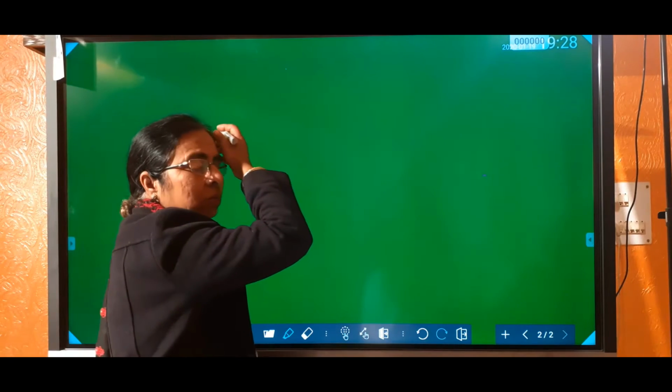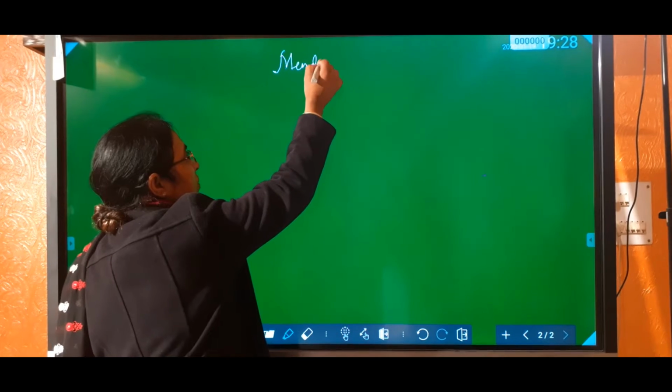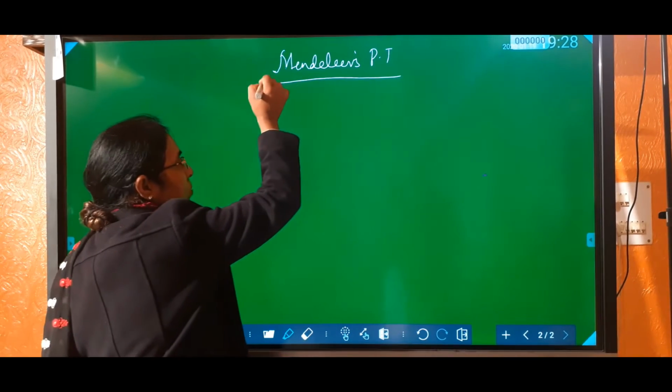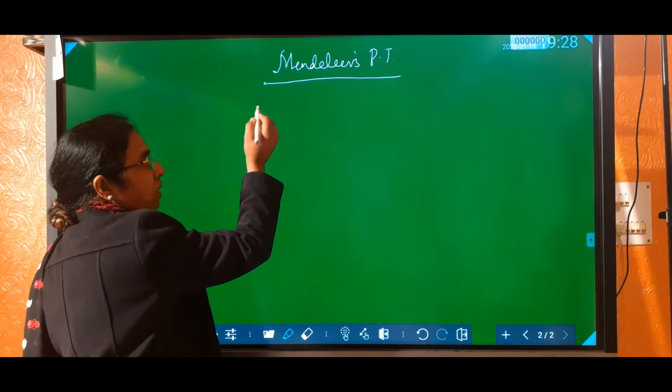So much about Mendeleev's periodic table, how it looked. I have told you that it has got 8 groups.